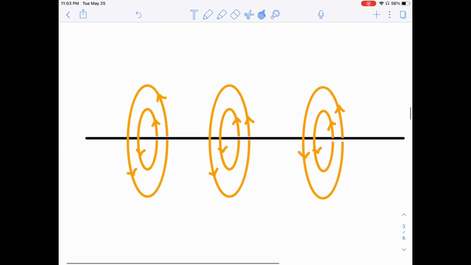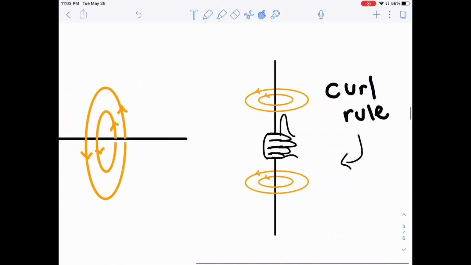If we take a closer look at the magnetic field around the wire, we can see that the field lines are perpendicular to the wire. This takes us to the curl rule, stating that if you take your right hand and point it in the direction of the flowing current, the direction of the magnetic field is in the direction in which the fingers of your right hand would curl if you wrap them around the wire.